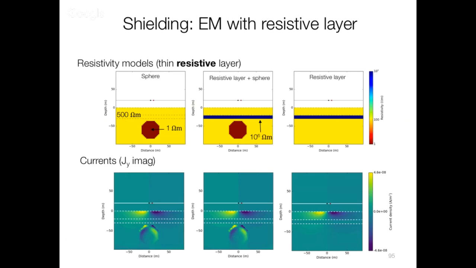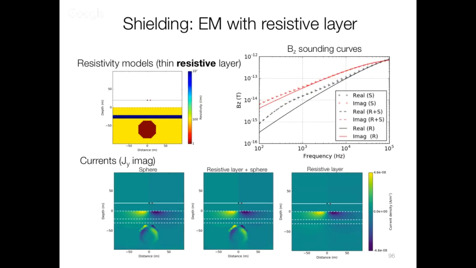So again, the takeaway message is that resistive layers don't bother us, and that same thing comes through on the sounding curves. If we just look at the sphere, with the resistive layer or without the resistive layer, they're pretty much about the same.